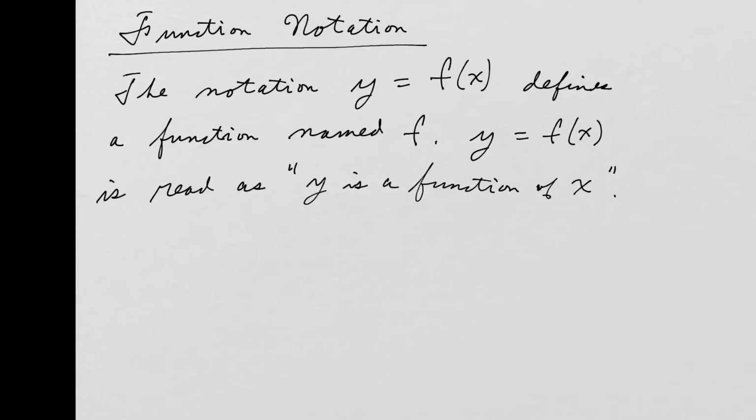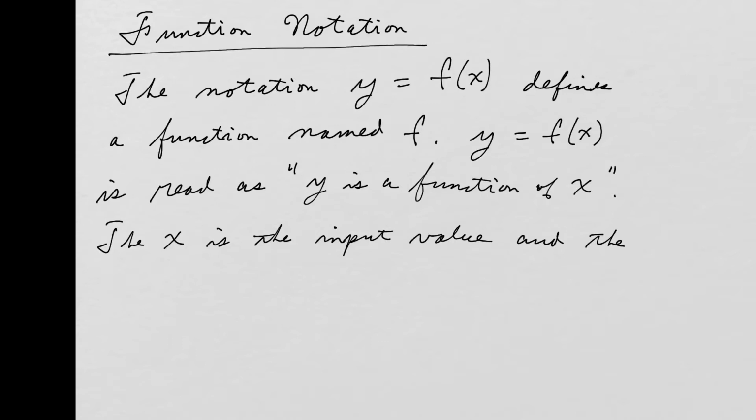And of course, the x is the input value, and the y, or f of x, since they're really the same, is the output value. So the x is the input value, and the y, or f of x, is the output value.